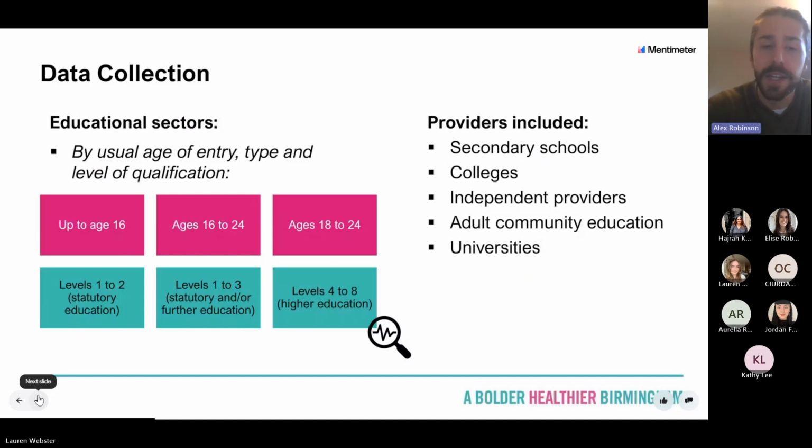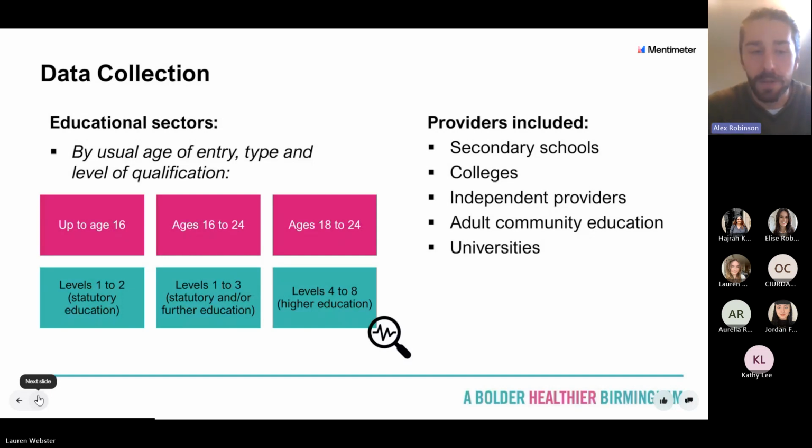Up to the age of 16, there's level 1 and 2 qualifications, which is things like GCSEs that are provided within secondary schools. And then you've got further education. So further education can be undertaken at any age between 16 and 24. This includes qualifications level 1 to 3, so GCSEs, A levels, BTECs, apprenticeships. And people can undertake higher education at any age after 18.